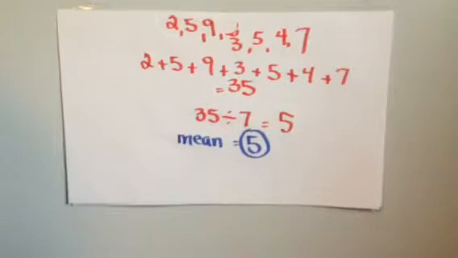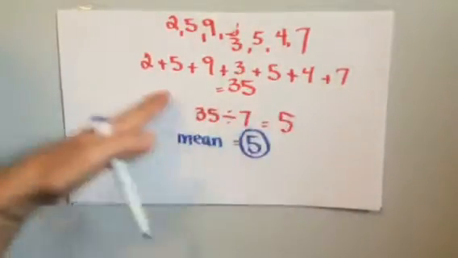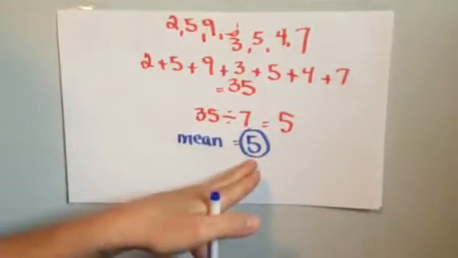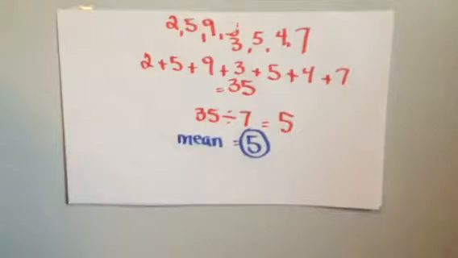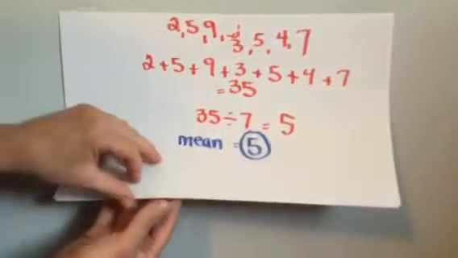Okay, so remember the mean is computing the average. Looking at the set, our average for all of these numbers together would be 5. So let's look at another set of numbers just for practice.